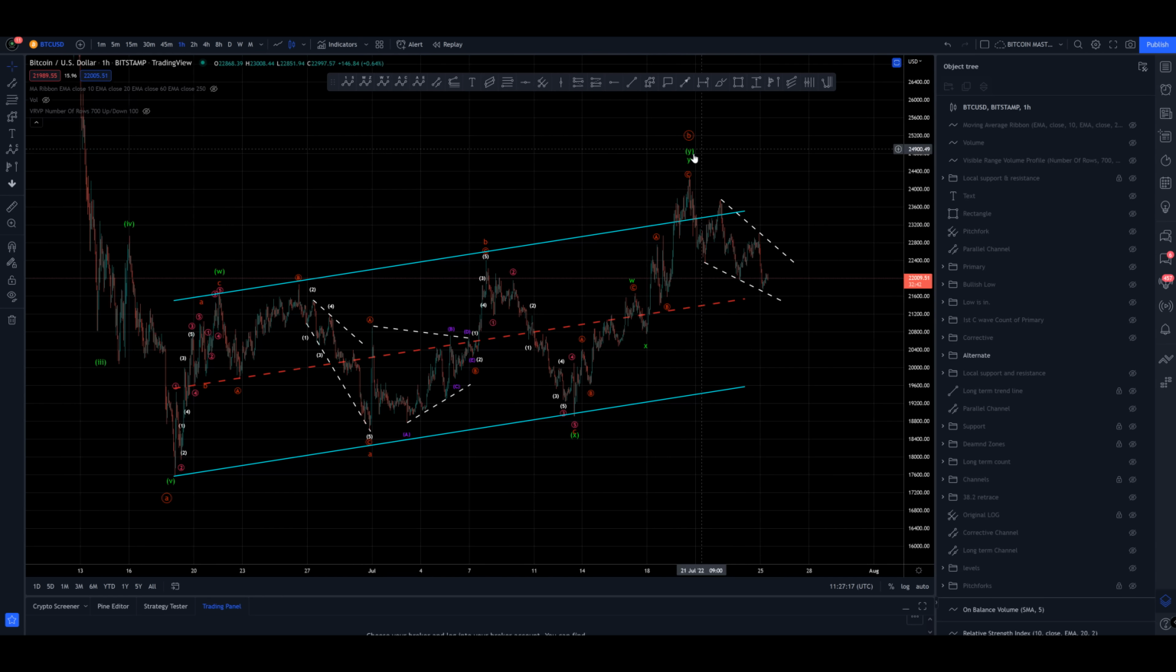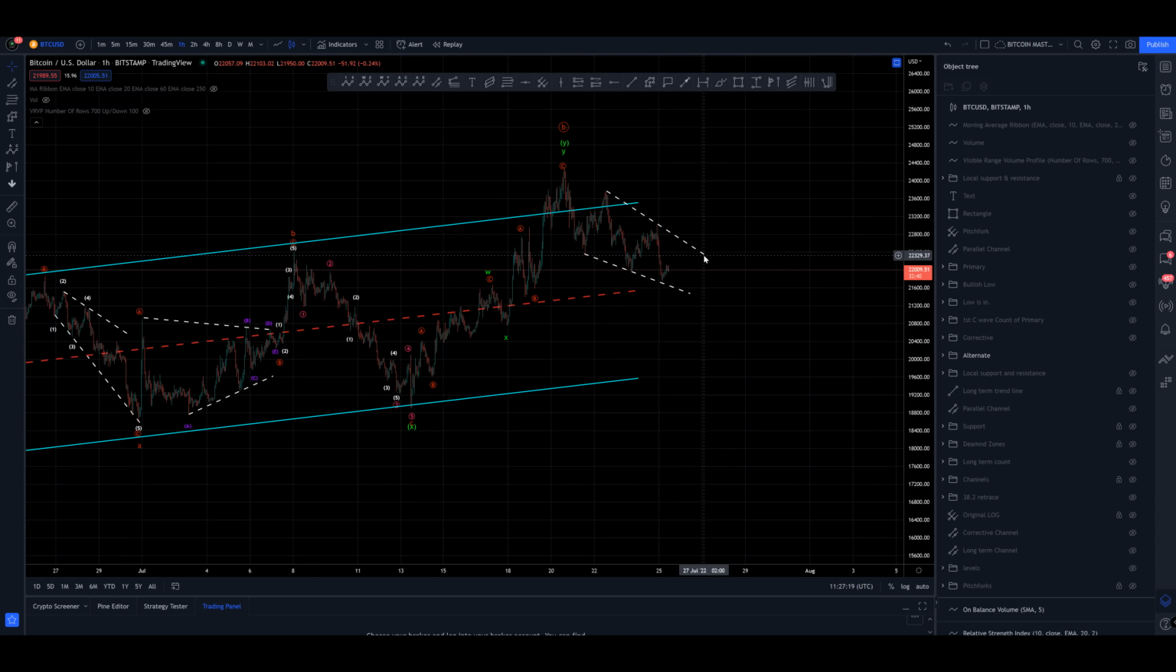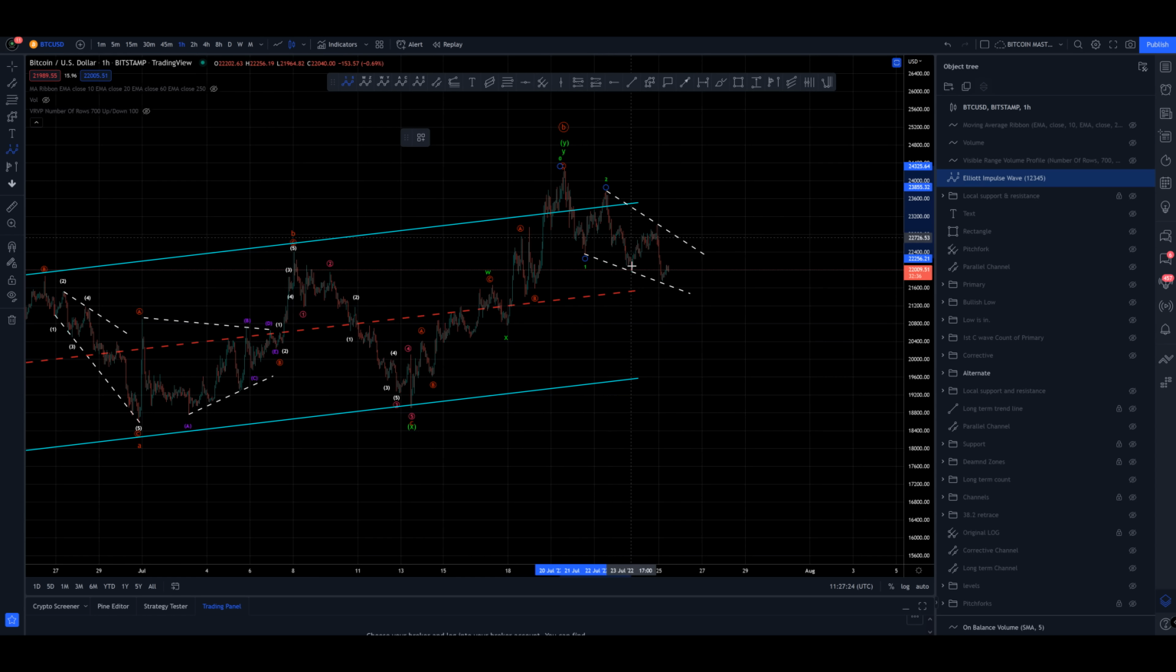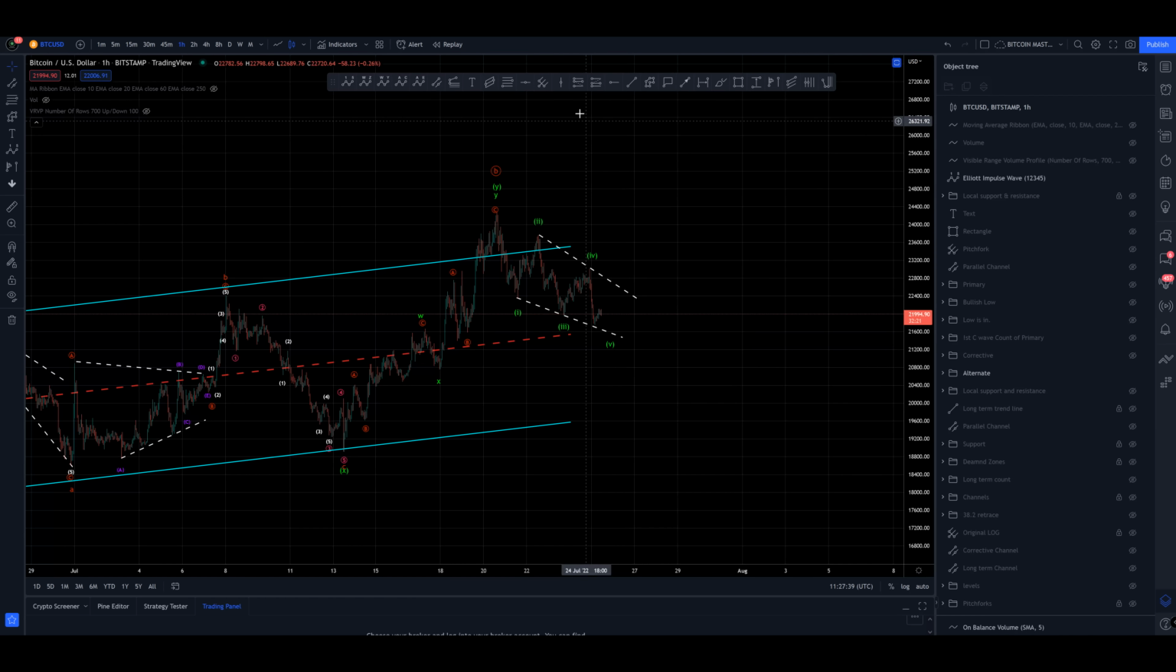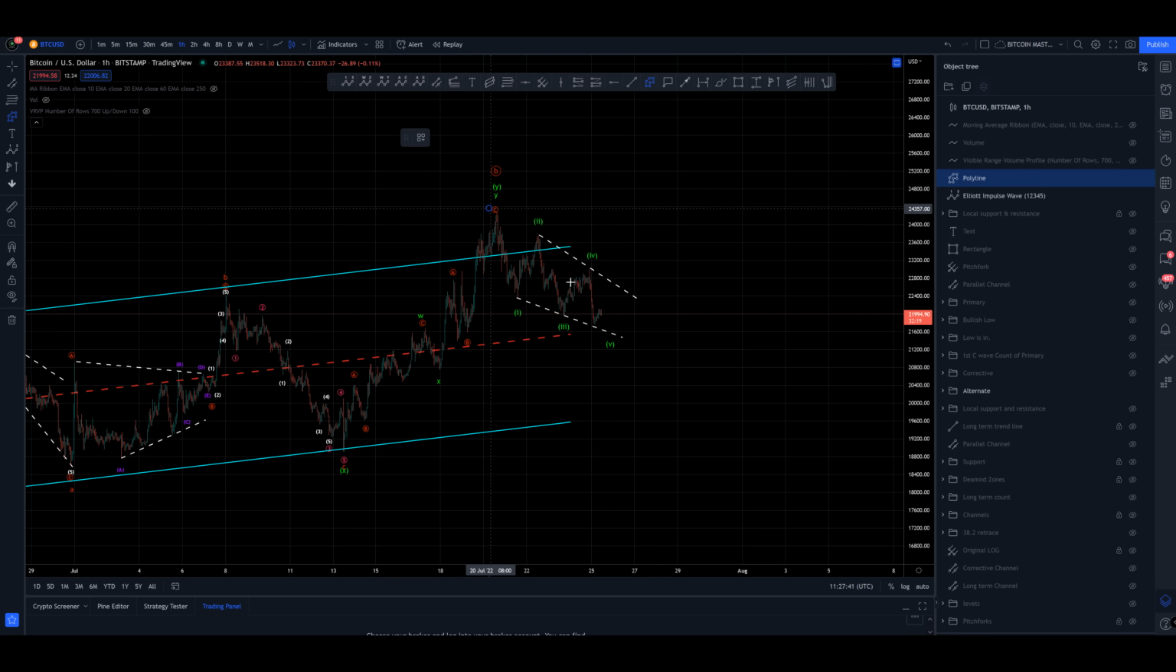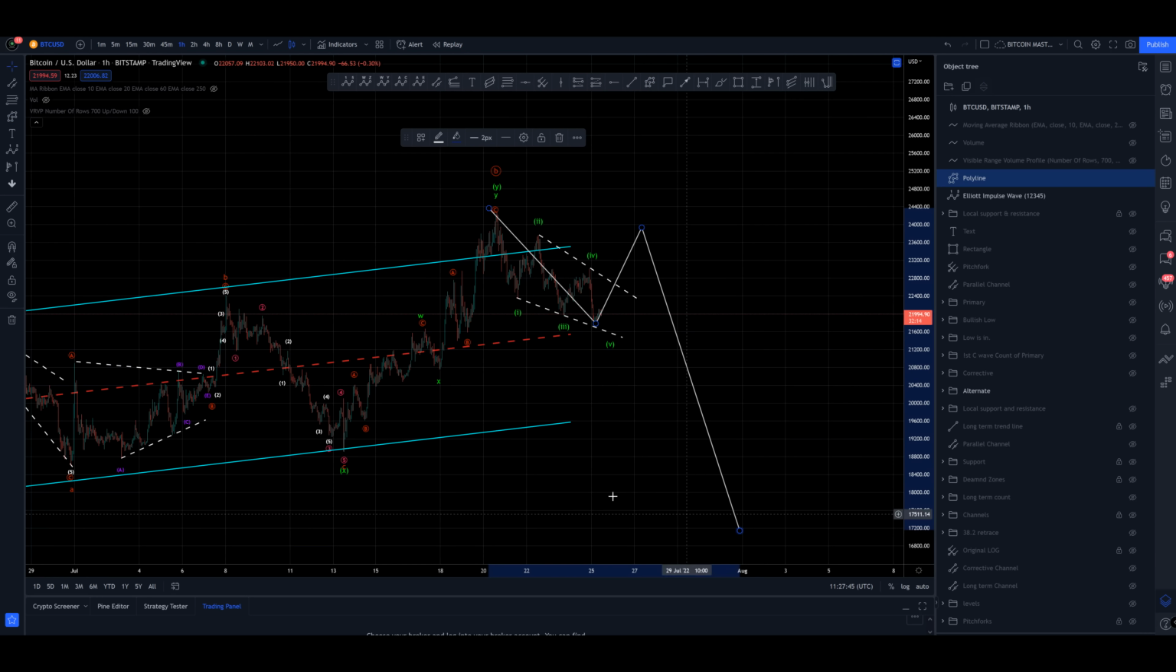Okay, into the B. Now the best I've got for you from here is that this is shaping up to be a diag. 1, 2, 3, 4 and 5. Now it doesn't quite look like that zigzag is complete, maybe, but it can't be longer than the 3, so it's still going to look like a diagonal. So if that's the case, we're going to complete a diag, we're going to retrace quite deeply, and then we're going to flush down in a 3.